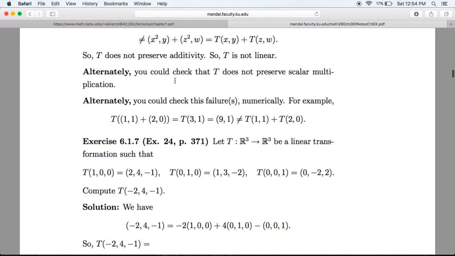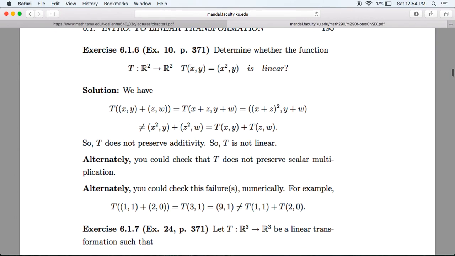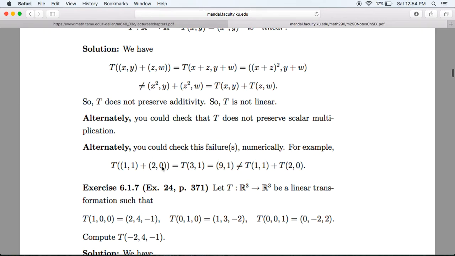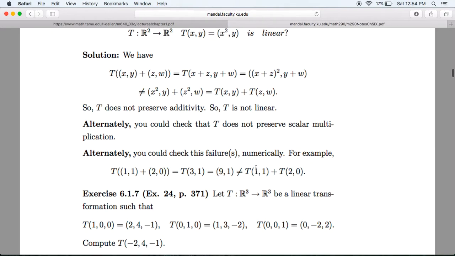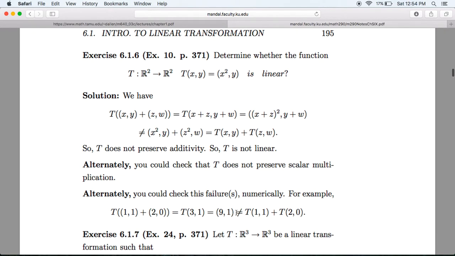Alternatively, you can also check that the scalar multiplication is not preserved, because c would have come out as c squared, and numerically also this would not have been preserved. So one counterexample will suffice to show that this is not linear. We can have any counterexample of this sort.